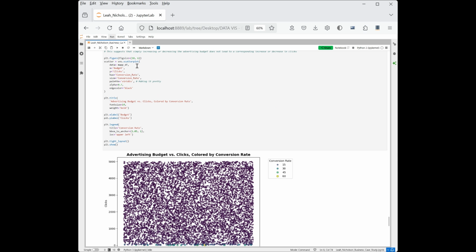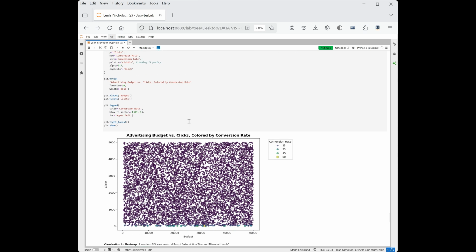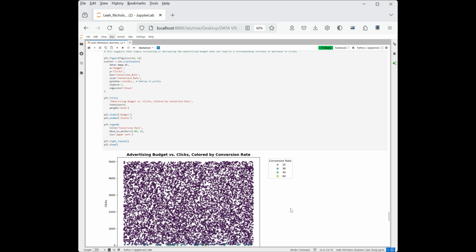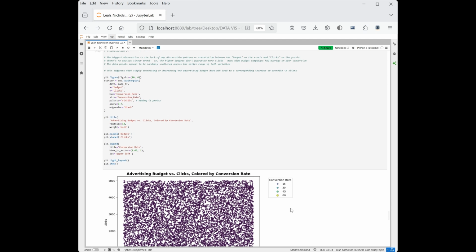And I used a scatter plot to plot this. And you can see there's not really a clear correlation, there's not a clear linear relationship. The conversion rate was pretty standard across the whole thing at about 15%. Down below we do see some larger conversion rates, but it's not super clear if that was situational or if it was random. So simply increasing or decreasing your advertising budget is not going to necessarily lead to a corresponding increase or decrease in clicks.